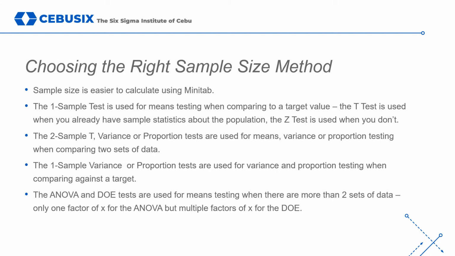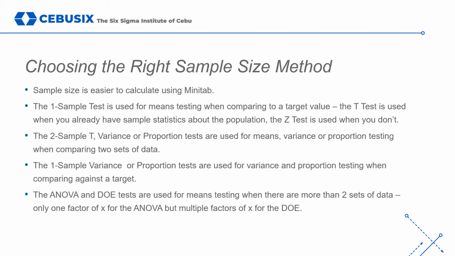Just as there were a number of hypothesis tests to cover a range of data types and questions, there are numerous sample size calculations, all of which can be performed in Minitab. The one sample t-test is for means testing and is used for comparing to a target value, but you must already have a sample statistic about the population. The one sample z is also used for means testing and is used for comparing to the target, but you do not have sample statistics about the population. The standard deviation is also not known.